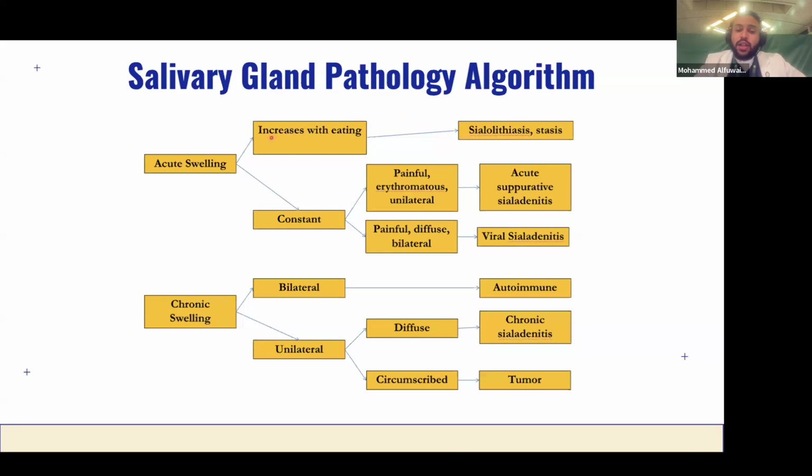That's why it increases with eating, because you salivate more with eating. Then we have constant swelling, which is because of the inflammation. Usually it's viral, but you also have the suppurative or bacterial causes as well. Then chronic swelling, which is long-term. If bilateral, it's autoimmune, and we'll get to what the autoimmune causes are. If it's unilateral, it depends: either it's a tumor or chronic inflammation.